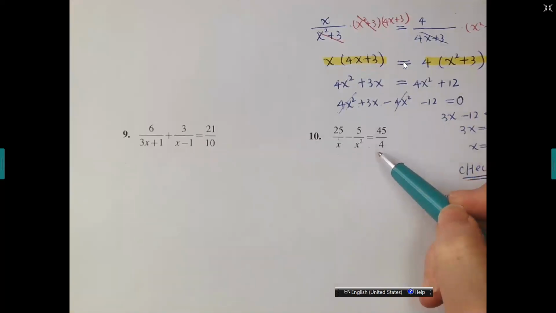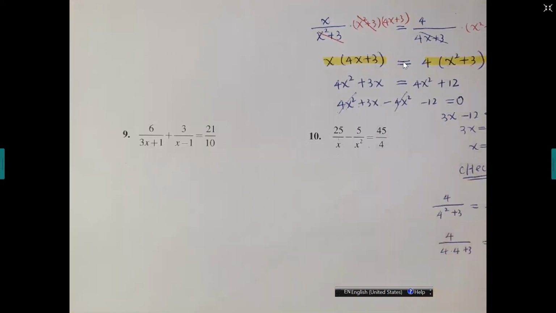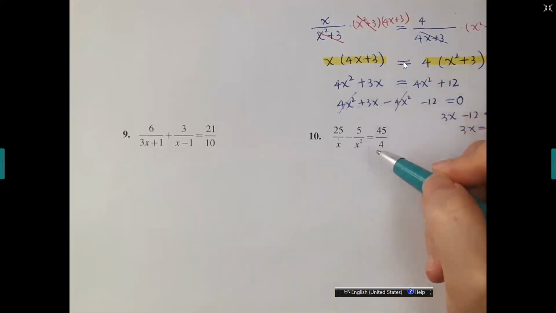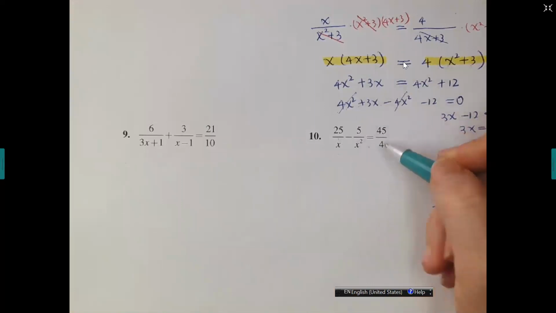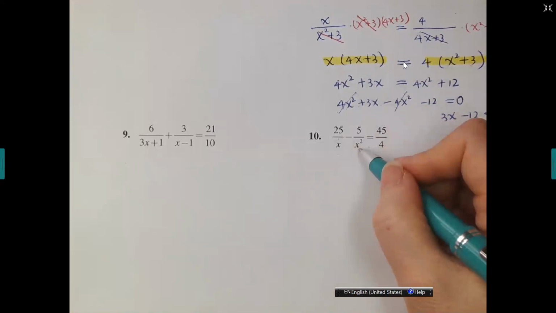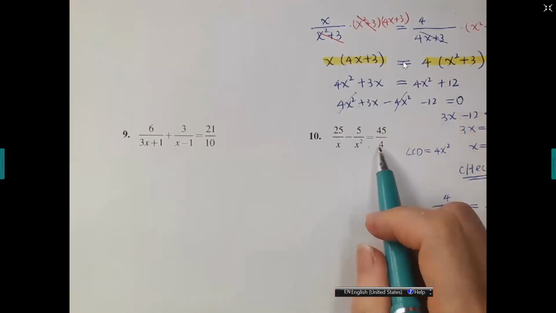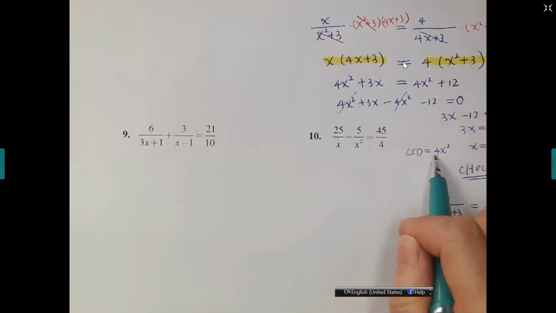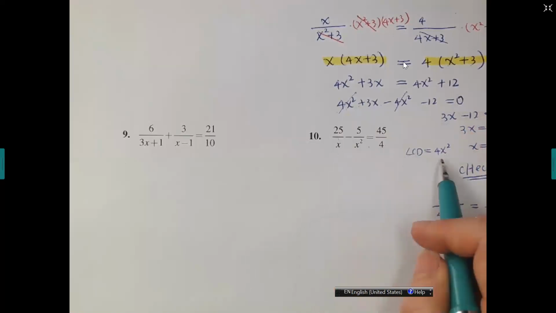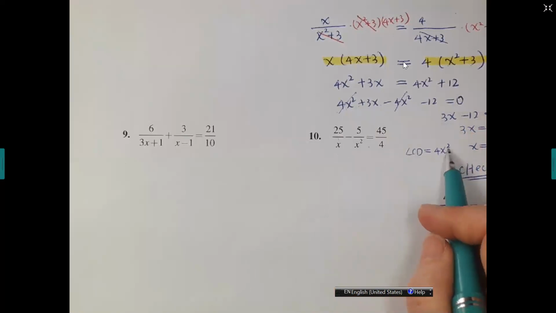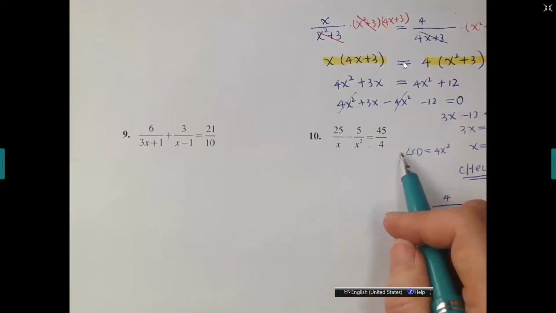Then what do we do? Follow the recipe, look for the LCD of all denominators. So there are three denominators: x, x squared, and 4. What is their LCD? The more practice we have, the quicker we can find the LCD. The LCD will be just 4x squared. Neither one has 4, so 4 appears once. And we have x in both. For the same variable, we use the largest exponent. So 4x squared is the LCD.